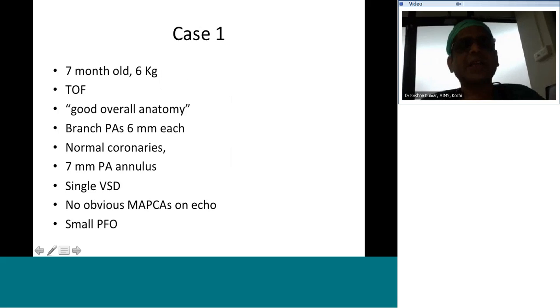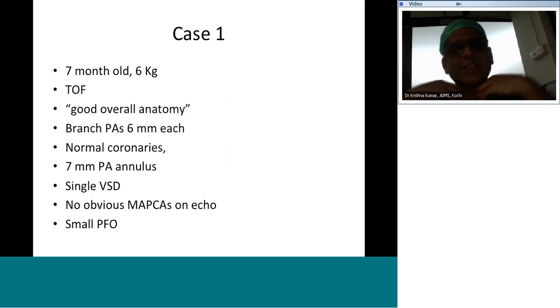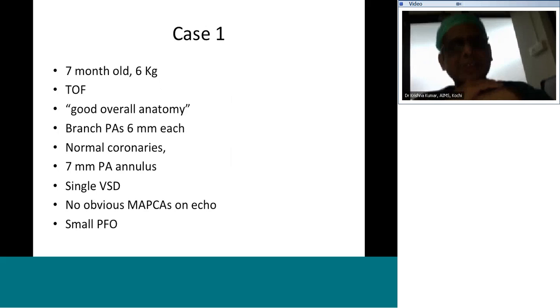So I'll give you the preoperative details. This was a 7-month-old, 6 kg tetralogy with, within quotes, good overall anatomy. It was just done by echo. We didn't do any further investigations. 6 mm branch PAs, normal coronaries, 7 mm pulmonary valve annulus, single VSD, and nothing obvious as far as aortopulmonary collaterals on echo. And there's a small PFO that was shunting bidirectionally. So this is the case, and we are finding that the child is in a low output state.